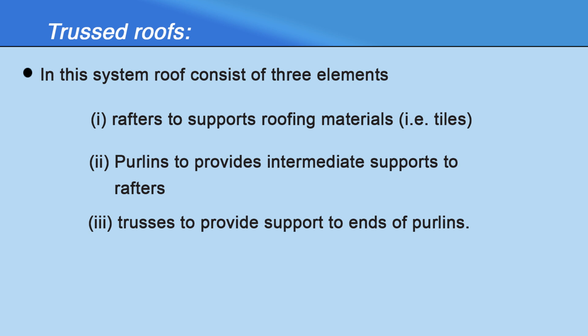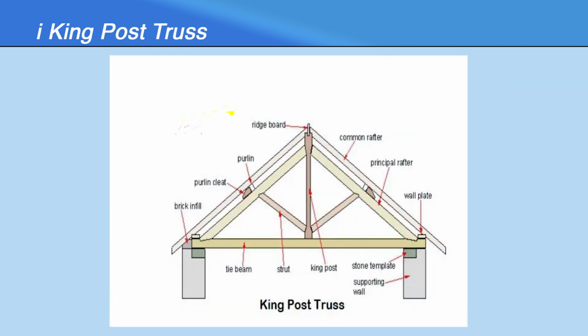The essential wooden trusses are explained below. First, king post truss. This roof consists of 2 principal rafters, 1 tie beam, 2 struts and a king post. The trusses are provided at 3 meters center to center. The framework of a truss is made such that its shape does not change under the external load.